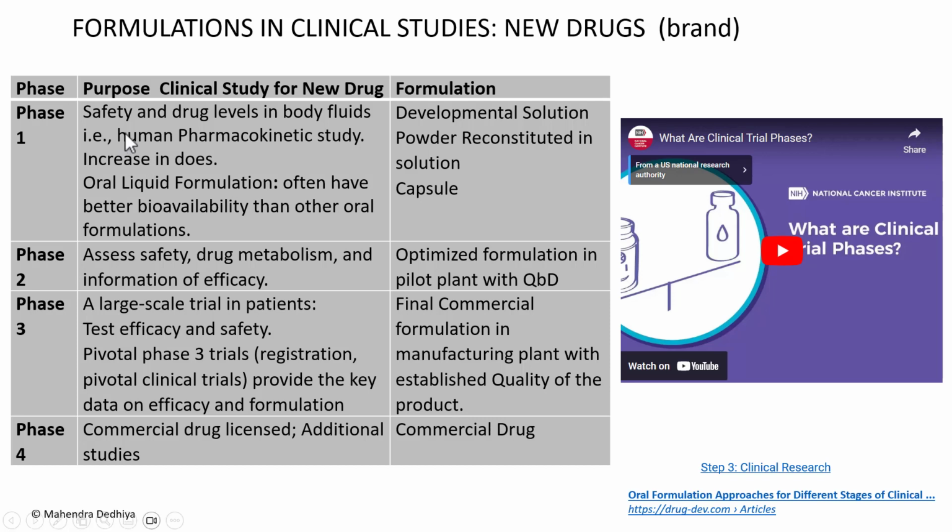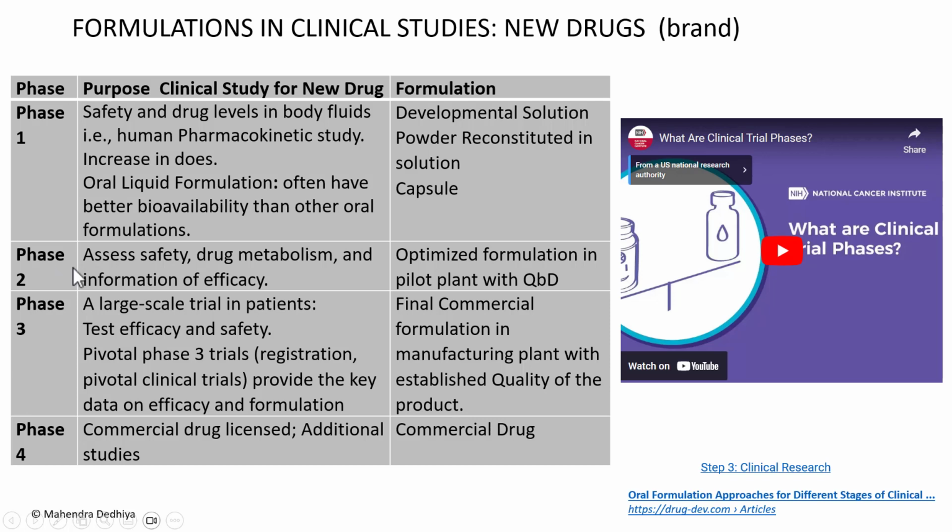Phase 1 study is a safety and drug levels in body fluid study, that is called a human pharmacokinetic study. Oral formulations, particularly liquid formulations, often have better bioavailability than other types of oral formulations such as tablets or capsules. Developmental formulations in phase 1 range from powder reconstituted in solution itself, capsules, to dermatological development, solutions applied to the skin.